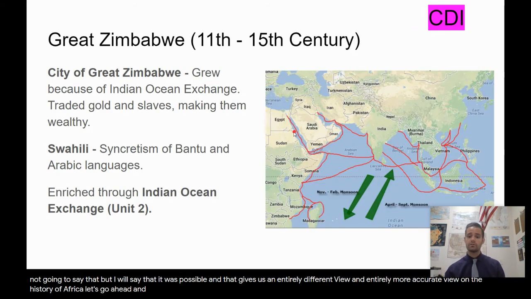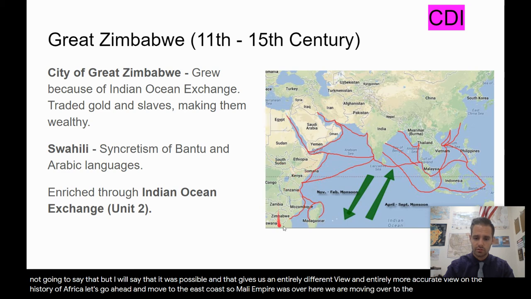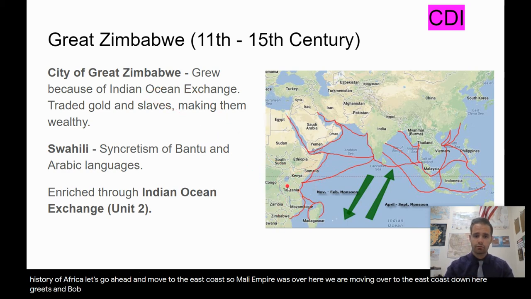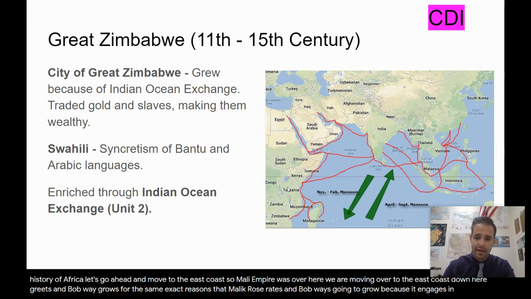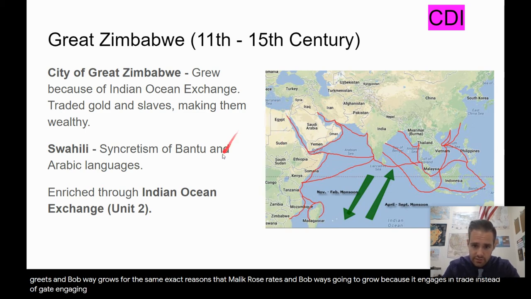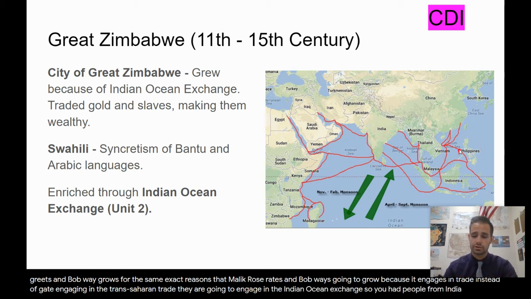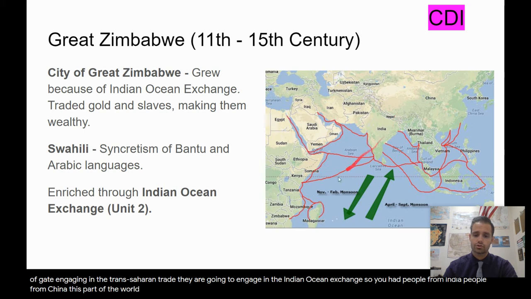Let's go ahead and move to the East Coast. So Mali Empire is over here. We are moving over to the East Coast down here, Great Zimbabwe. Great Zimbabwe grows for the same exact reasons that Mali grows. Great Zimbabwe is going to grow because it engages in trade. Instead of engaging in the trans-Saharan trade, they are going to engage in the Indian Ocean exchange. So you have people from India, people from China, this part of the world trading with the east coast of Africa, or what we call the Swahili coast.